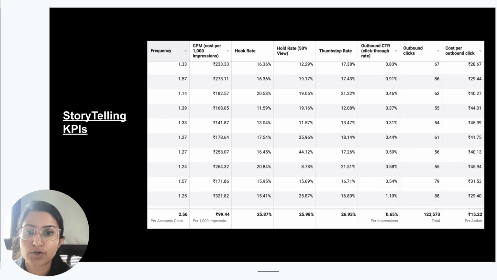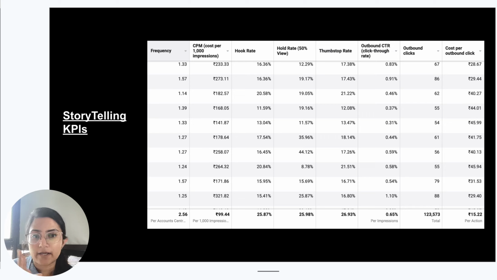The next is looking at your CPMs. CPM is again a metric that you cannot control, but if your particular creative has a very high CPM, you should check your breakdowns, like which particular placement or which particular age group is causing the high CPMs. You also need to understand whether there is any particular word in your primary text or on your creative because of which you're getting higher CPMs. Understanding that is important.